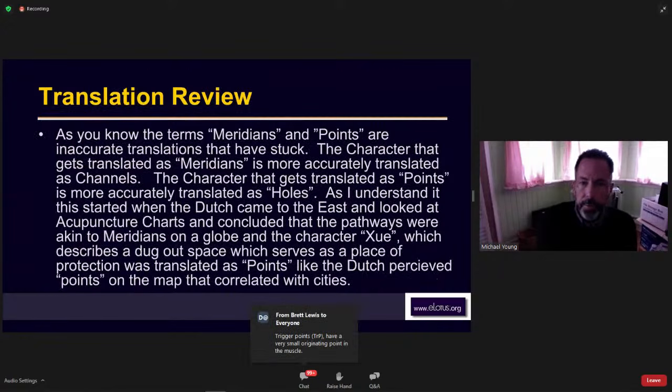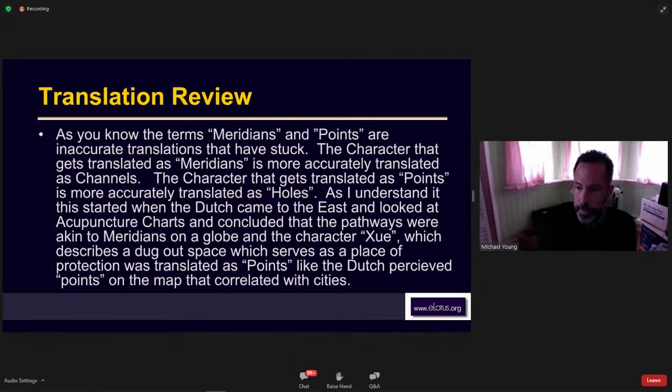So, translation review. As you know, the terms meridians and points are inaccurate, but they've stuck. I use them, and I'm stuck using them. The character that gets translated as meridians, as you know, jingluo, or keiraku in Japanese, is more accurately translated as channels. The character that gets translated as points is more accurately translated as holes.